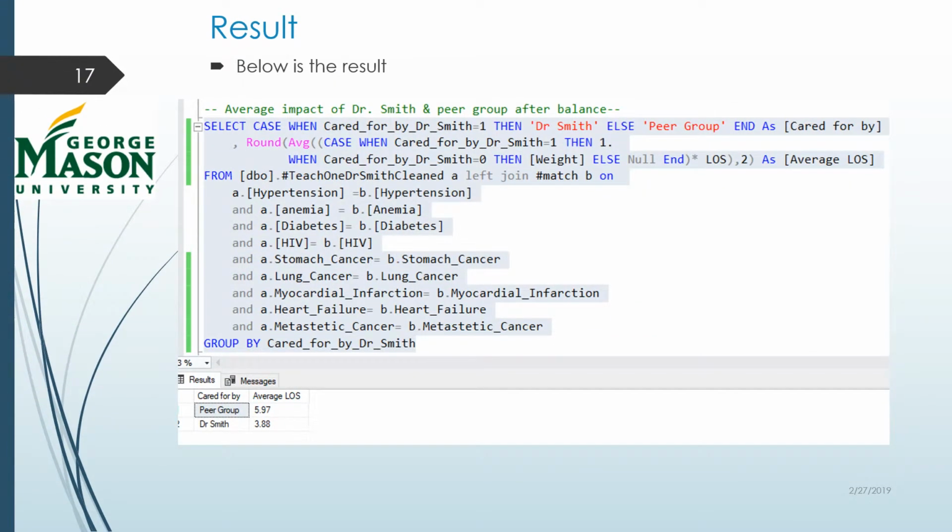And then calculate the average impact of Dr. Smith and the peer group after balancing. I used this code to calculate the average impact of Dr. Smith and the peer group, and I got the result as shown in the figure here. So we can see that the peer group average length of stay is 5.97, whereas for Dr. Smith the average length of stay is 3.88.